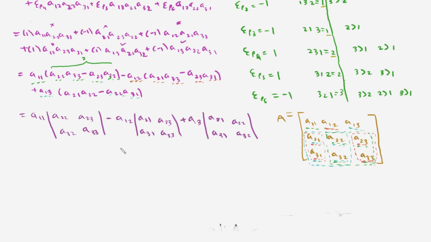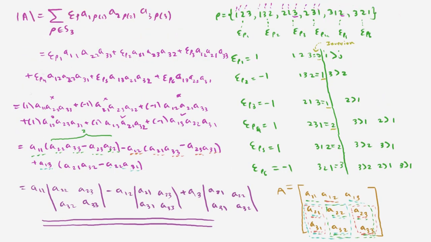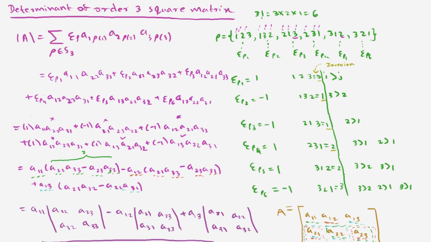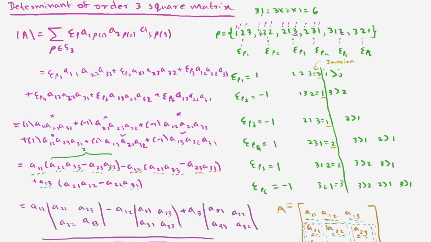Okay, so if you just apply the corresponding values for any given order 3 matrix to this function, it will generate the corresponding determinant value. So that is how we find the determinant of an order 3 square matrix.